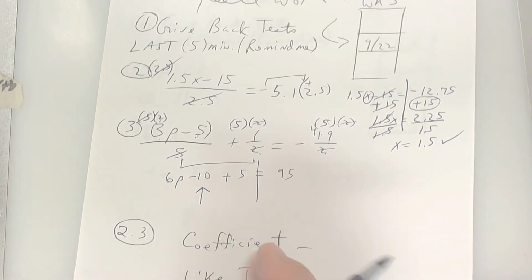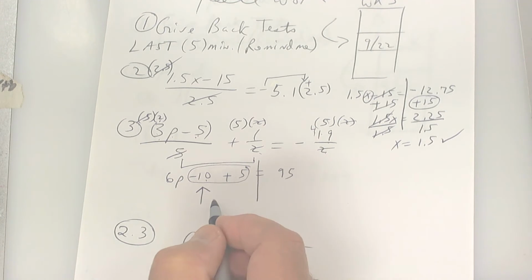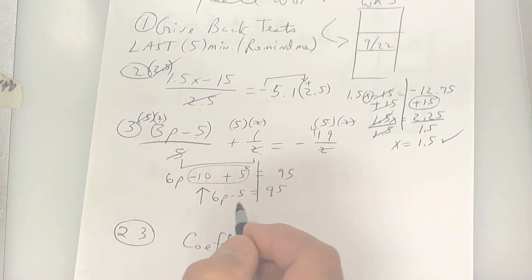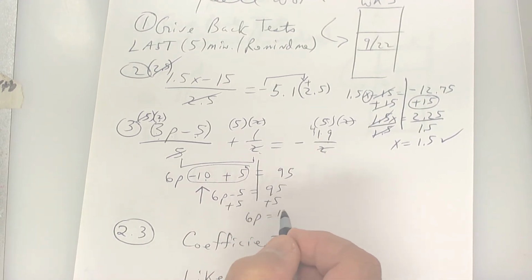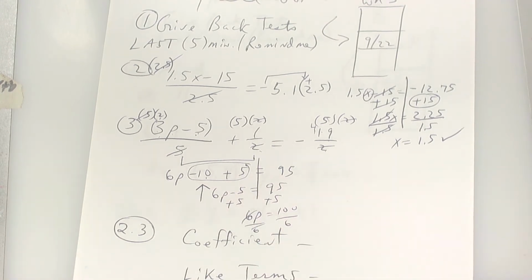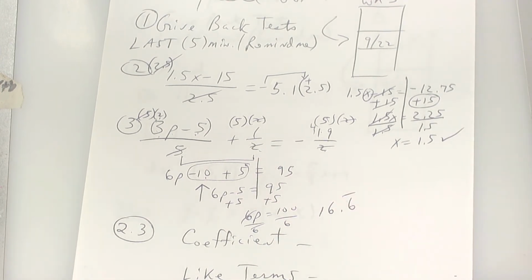And so now what I want to do, since these are on the same side, is combine them. I have more minuses. So it's going to be 6p minus 5 is equal to 95. What I want to do is add 5 to both sides and get 6p is equal to 100, and then divide by 6. And whatever you get should be your answer there. So 100 divided by 6 is going to give you 16.6 repeating. Okay? And that's how you do that problem.